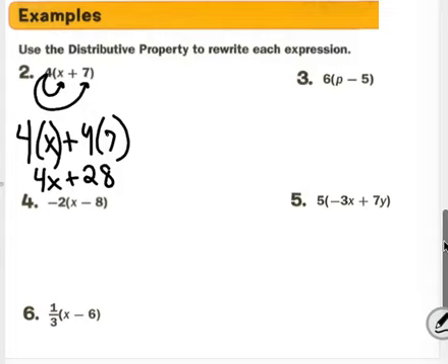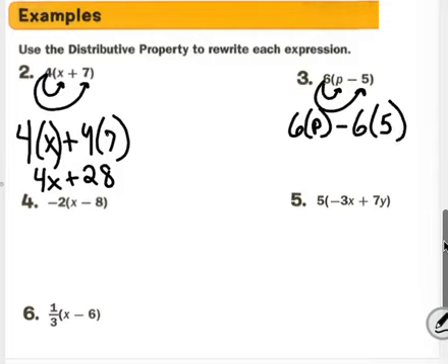Same deal here. 6 to p and 6 to 5. So that's 6 times p minus 6 times 5. We're distributing that 6 to each term. So we get 6p minus 6 times 5, which is 30. So we end up with 6p minus 30. So 6 times the quantity p minus 5 is equivalent to 6p minus 30. It's as far as we can take it.